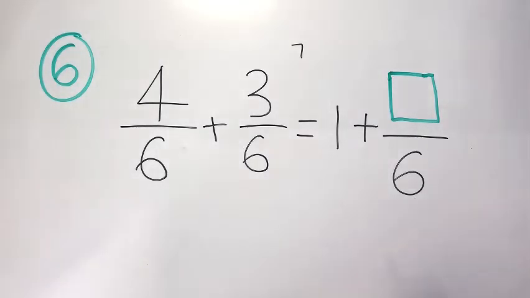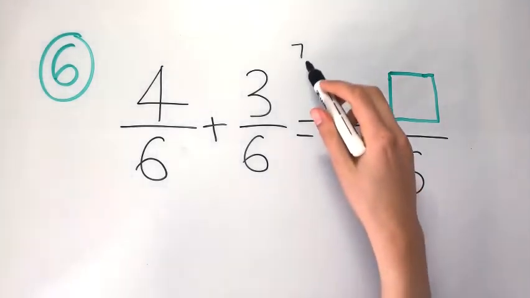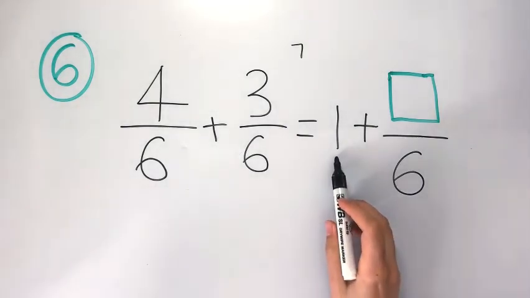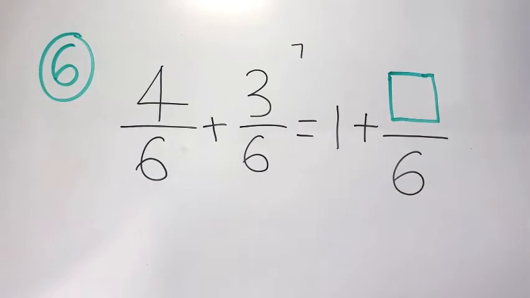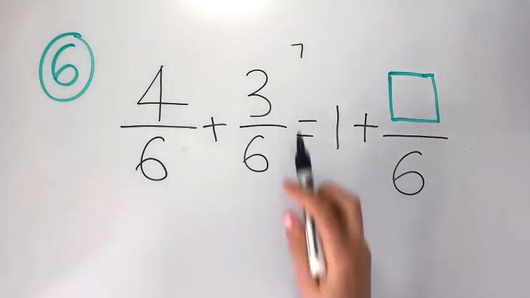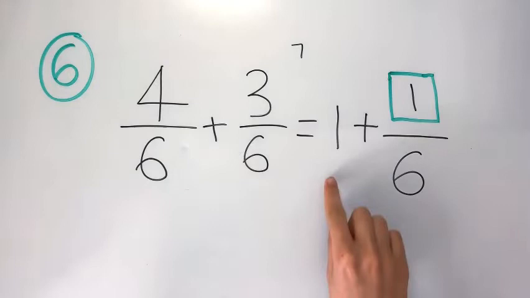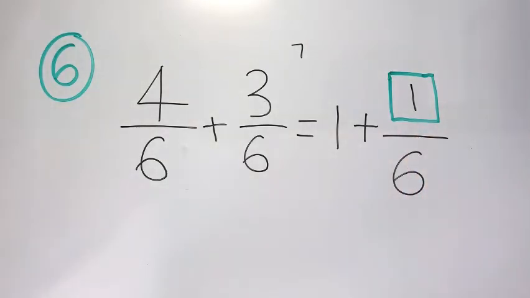Now we look at how many 6's are in 7. We know that there's 1. And we have our whole number here, so 1. We do 7 minus 6, which gives us 1. So our answer must be 1 and 1/6.